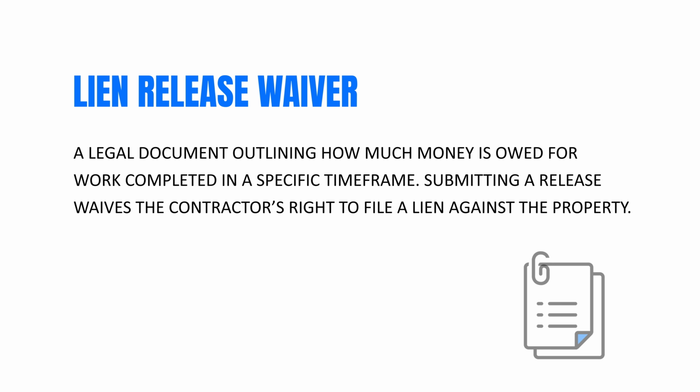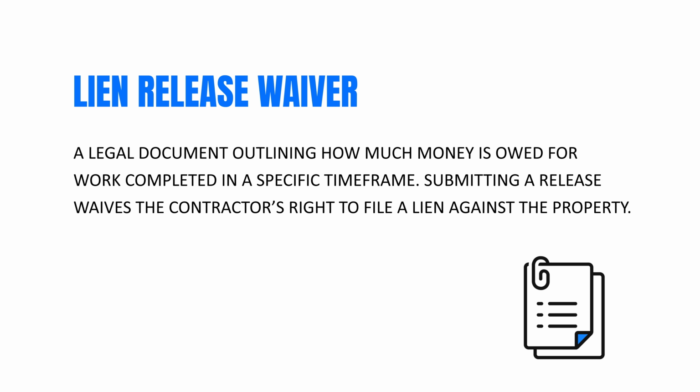Right. Okay. And today we're going to be talking about lien release waivers and what that means to the industry from top to bottom. Jim, give us a definition of what that is. A lien release is a legal document outlining how much money is owed for work completed for a specific time frame. Note that, a date. Submitting a release waives the contractor's right to file a lien against the property.